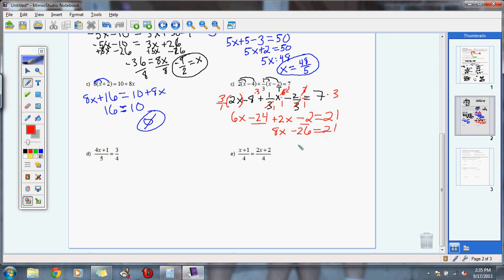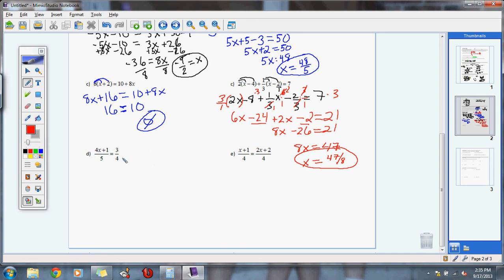And now I'm comfy. Once we add 26 to both sides, we're going to have 47. Divide both sides by 8. We're going to get a final answer of this problem of 47 over 8. We're getting some ugly answers, which is totally fine. That can happen.